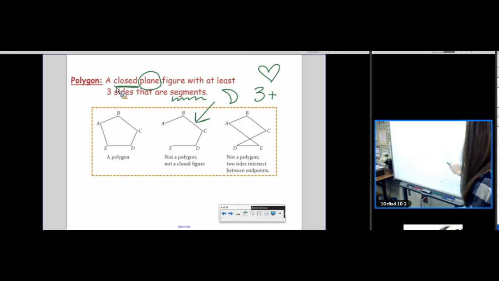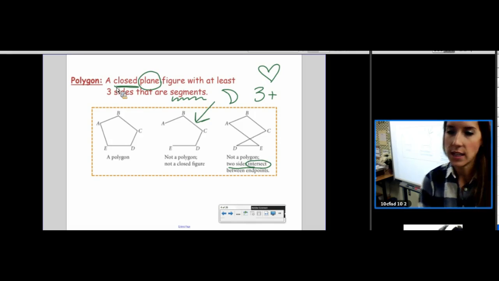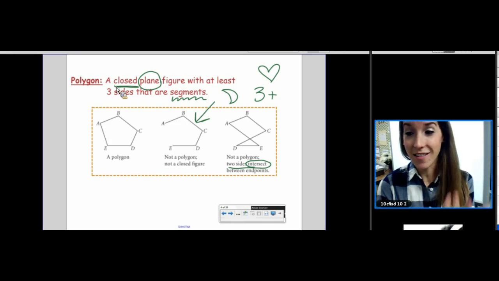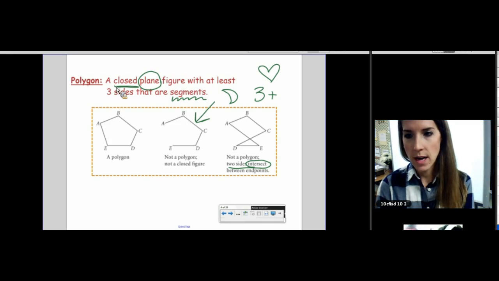Another rule is the sides cannot intersect. No intersecting. So when the sides cross each other, that's not a polygon. It kind of creates 2 separate polygons, but the figure as a whole is not a polygon. All right?